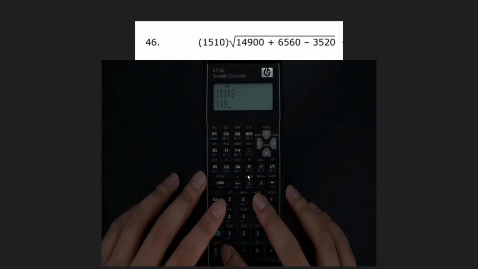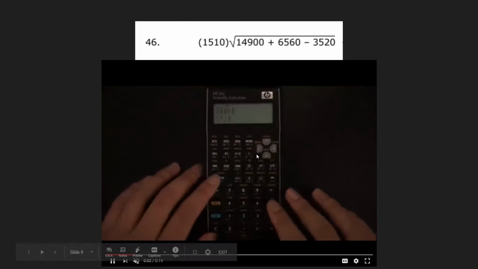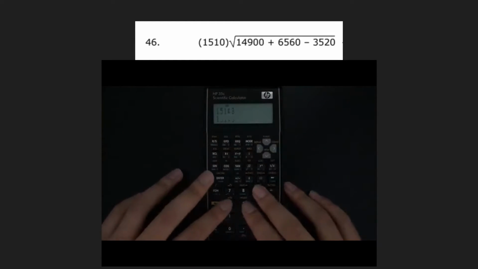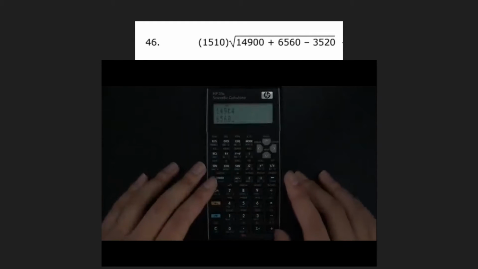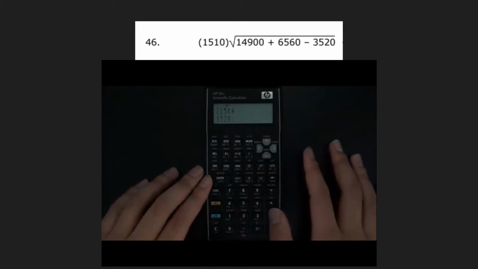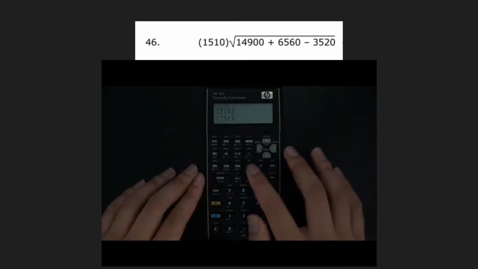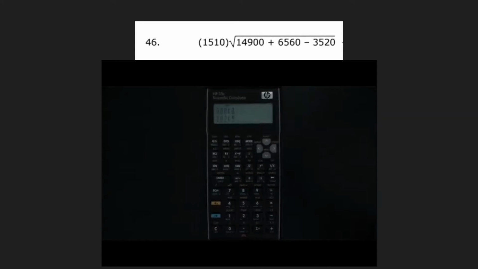Now in question 46, you can do this one of two ways. I'm going to show the first way here: enter in 1510, then I do 14,900, enter, 6560, I add, 3520, subtract, and then square root, then I multiply, and that's my result.